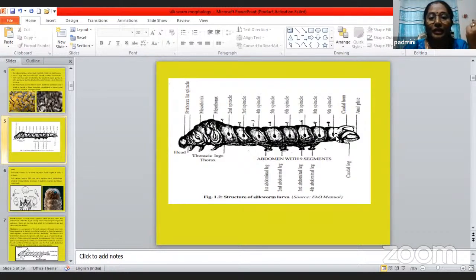Then comes the abdominal region. The abdominal region is made up of 9 segments. The second spiracle starts from the first segment of the abdomen. So you have those 9 segments with the 9 spiracles present. Then you have a caudal horn over there. So that's called a tubercle horn.